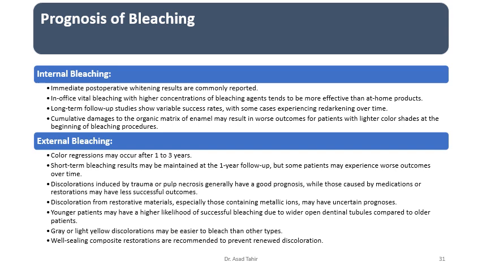Discoloration from restorative materials, especially those containing metallic ions, may have uncertain prognosis. Younger patients may have a higher likelihood of successful bleaching due to wider open dentinal tubules compared to older patients. Gray or light yellow discolorations may be easier to bleach than other types. Well-sealing composite restorations are recommended to prevent renewed discoloration.